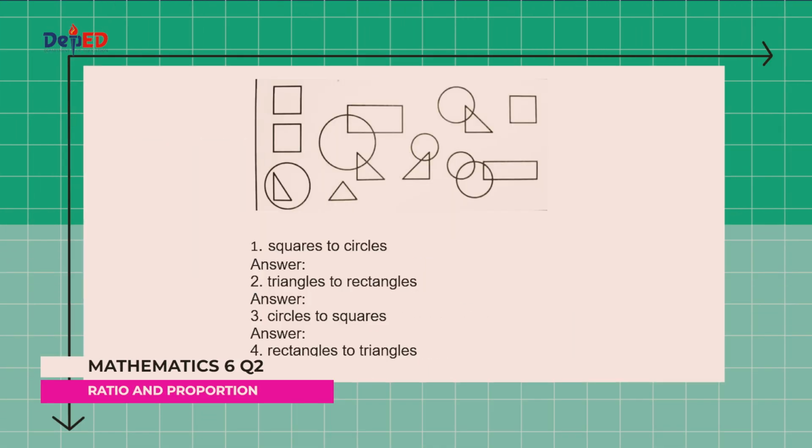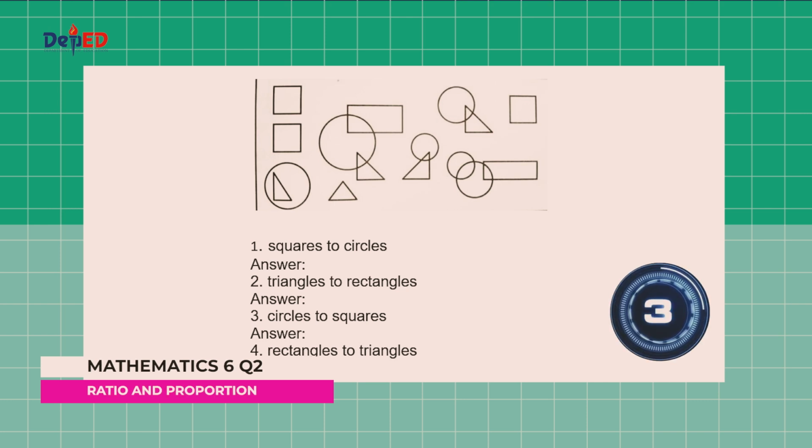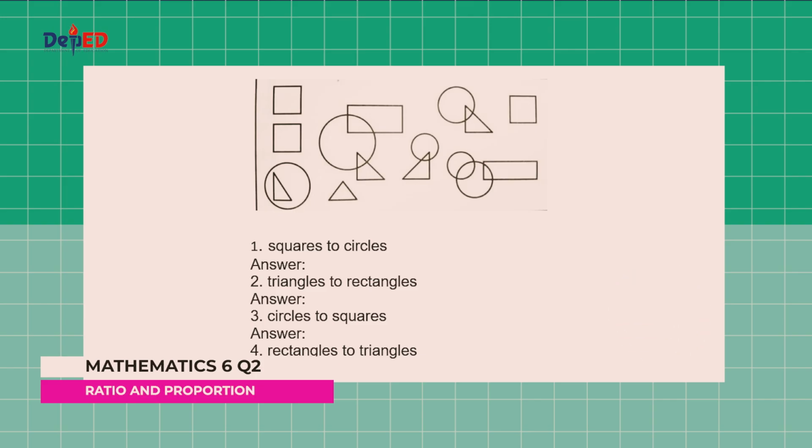Number 1. Squares to circles. Number 2. Triangles to rectangles. Number 3. Circles to squares. Number 4. Rectangles to triangles.